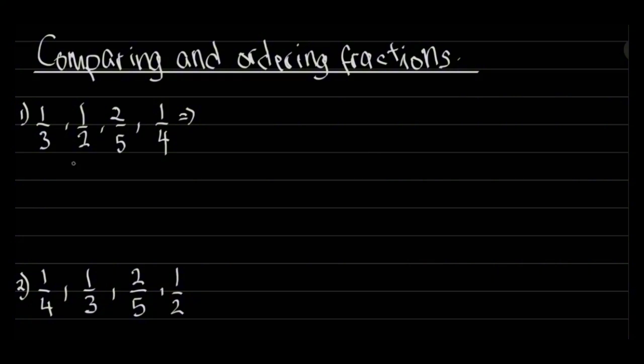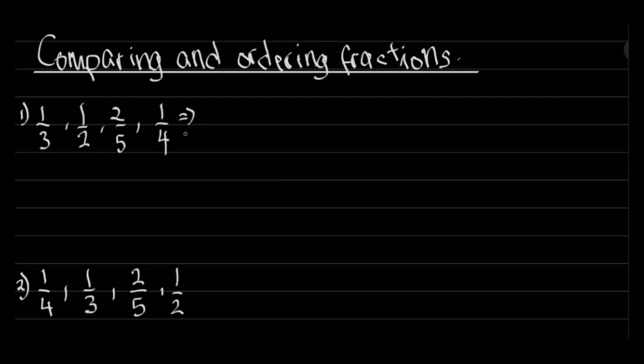Okay, so we have 1 over 3, 1 over 2, 2 over 5, 1 over 4. The first step you do when you are converting these is to make sure that they all have the same denominators. That is, the denominators have to be the same. And once the denominators change, the numerators will also change. So we have 3, 2, 5, and 4.